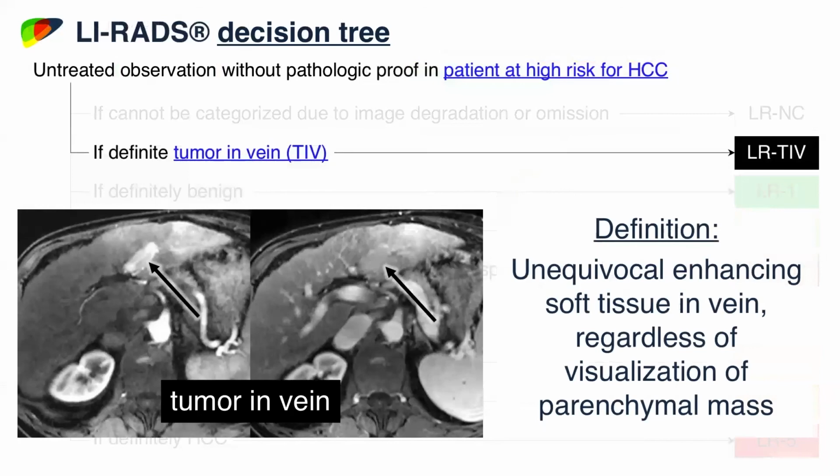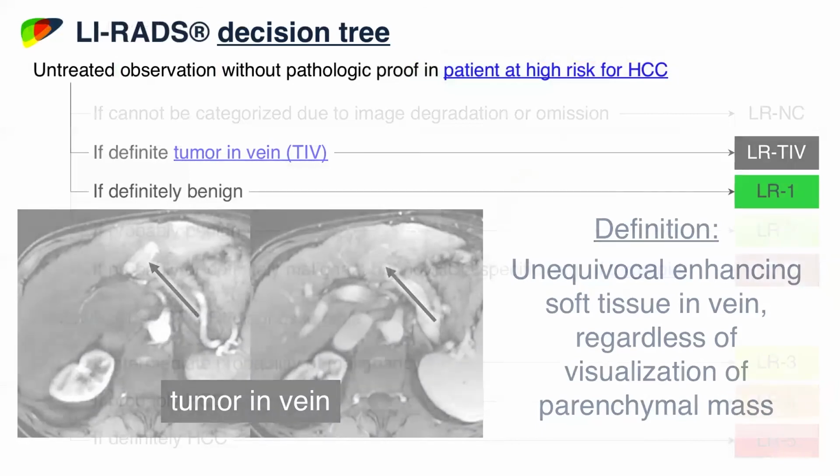Notice that we don't have to see a parenchymal mass, and in this particular case, I don't see a definite parenchymal mass. I just see the tumor in vein. Now, does this patient have a parenchymal mass? This patient must have a parenchymal mass because the tumor probably started in the parenchyma and then grew into the vein. But sometimes you don't see the parenchymal mass. You still call it tumor in vein.